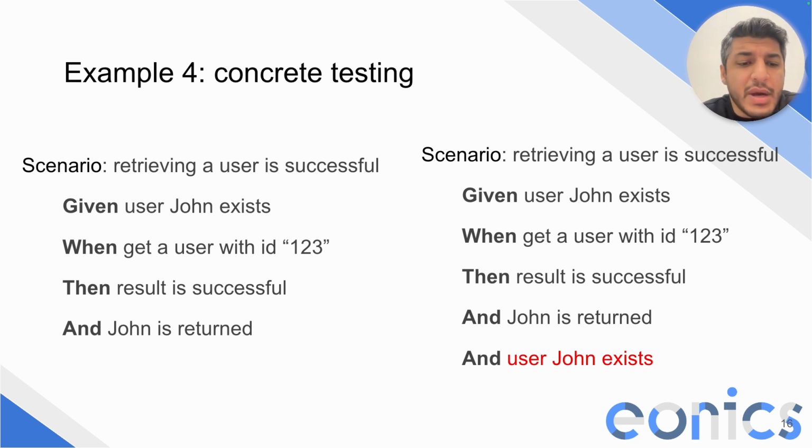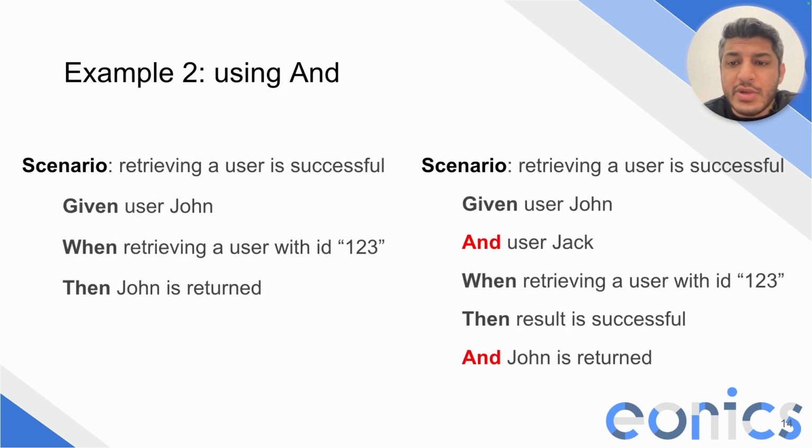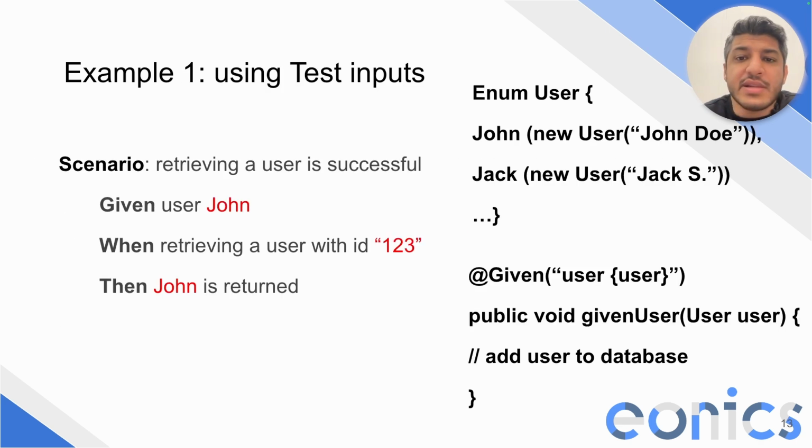And John, by the way, is a placeholder. As you saw earlier, John is a placeholder for a user. We can go back and you can see it here. It's an enum user. So basically user is a placeholder, and you can use John, Jack, whatever data you made for that placeholder.